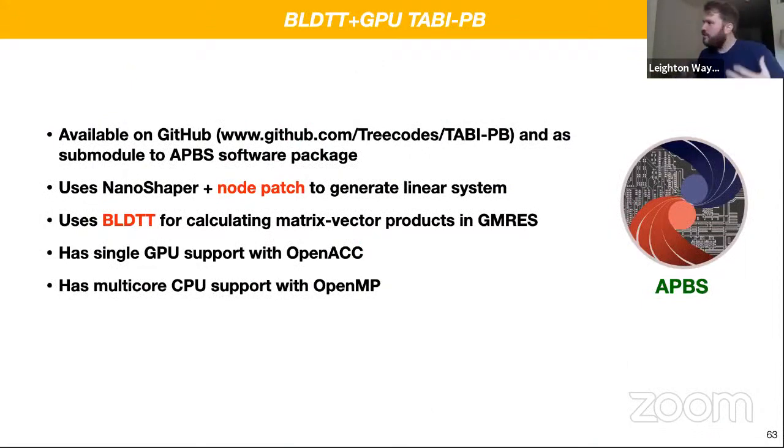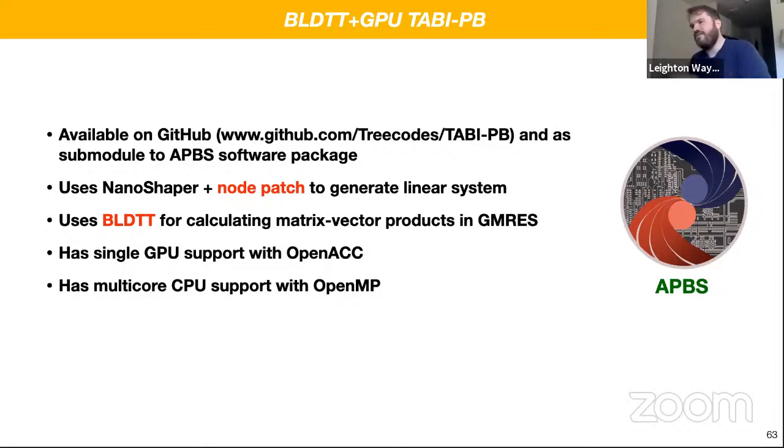So putting all these pieces together, back to TABI-PB. We recently built a new version, learning from everything we learned with BaryTree with regard to these approximation methods. And we don't really have a name for it yet other than TABI-PB. So I've taken to just calling it BLDTT plus GPU TABI-PB. We use NanoShaper instead of MSMS to generate the linear system. Thank you, Walter, because we actually have a paper comparing these, and NanoShaper makes a very big difference for us. Instead of using centroid collocation, we use node patch.